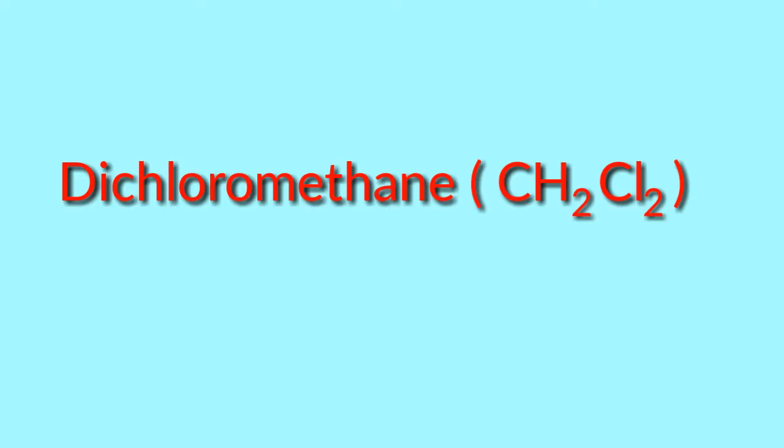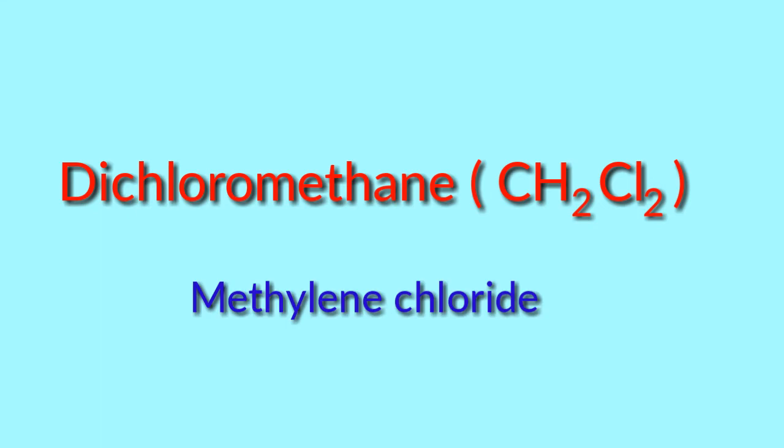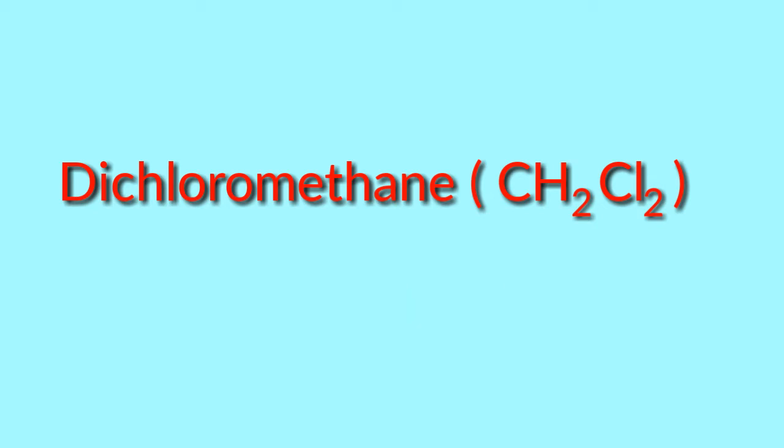First one, dichloromethane. It is also known as methylene chloride. Dichloromethane is widely used as a solvent. It is used as a paint remover, propellant in aerosols, solvent in manufacture of drugs, and also used as a metal cleaning and finishing solvent.